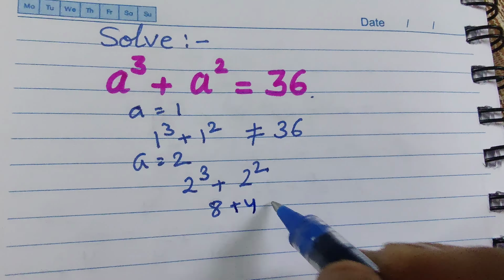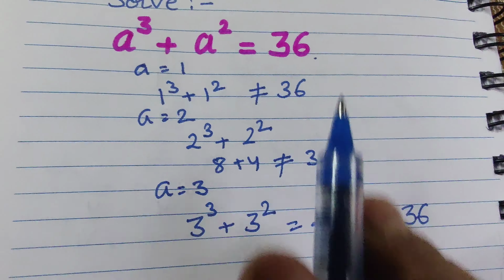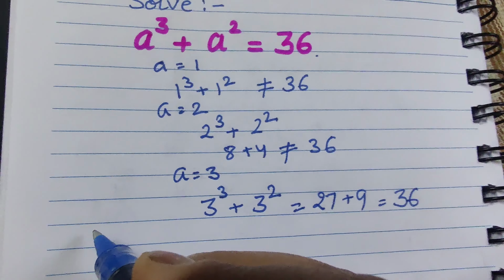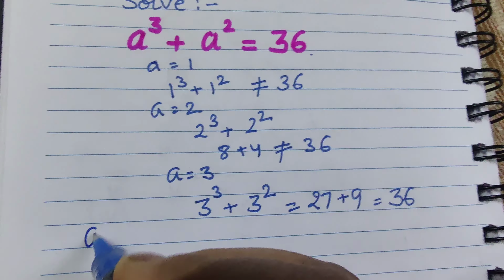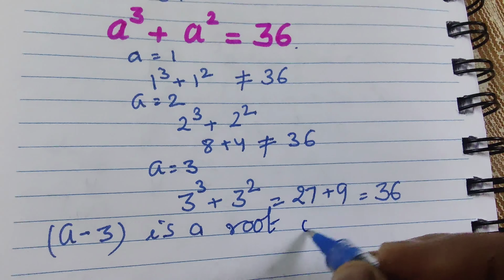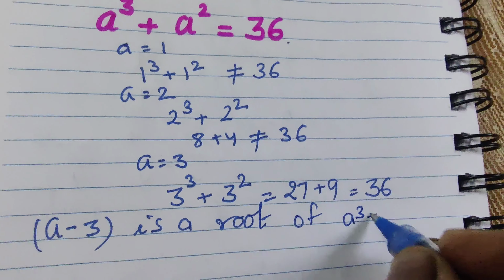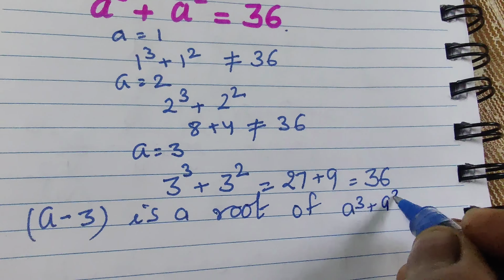Then we will check again for a equal to 3. Okay, put a equal to 3 in the equation. 3 cube plus 3 square is equal to 27 plus 9 equal to 36. It means a equal to 3 satisfies the following equation. So a minus 3 is a root of a cube plus a square equal to 36. The first root of this equation is a minus 3.